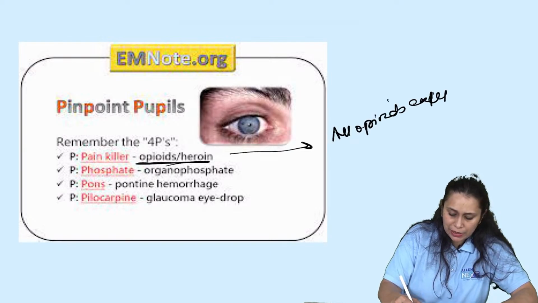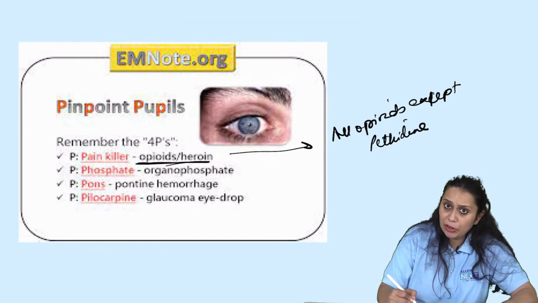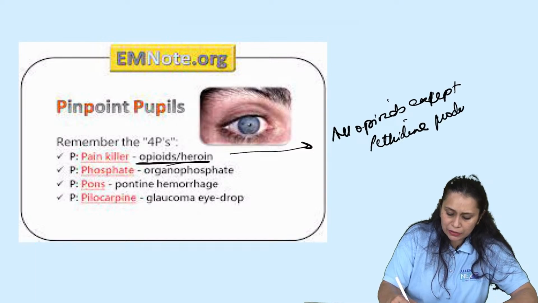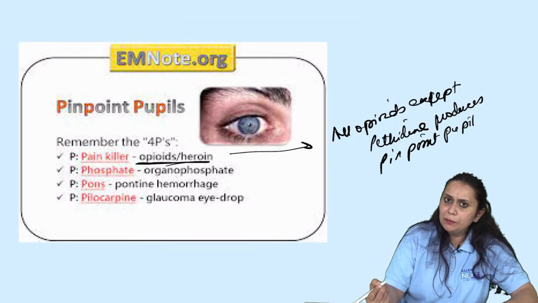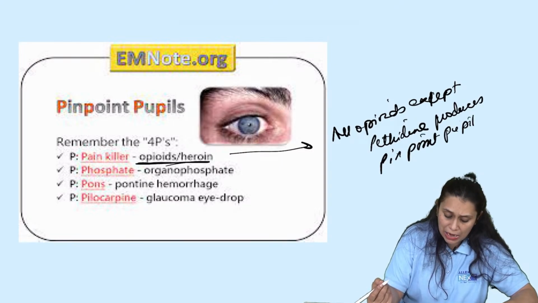except pethidine, that is meperidine, which is like atropine, which has atropine-like structure. Pethidine produces mydriasis, not miosis.